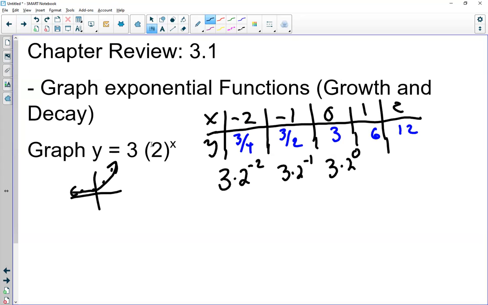0.8, doesn't matter. But in terms of the method, it's still the same. You just plug it in your calculator or do it by hand.